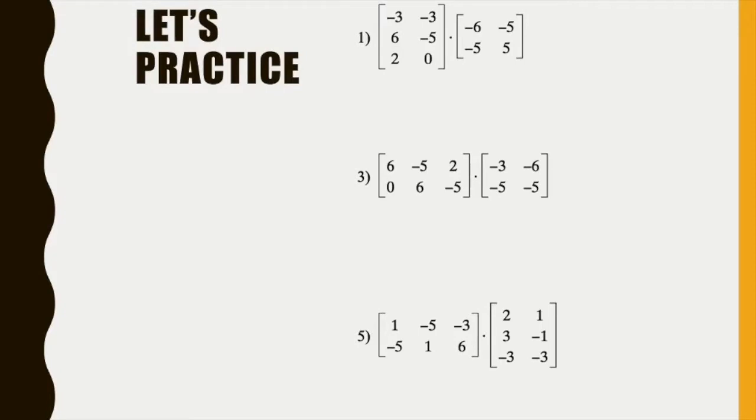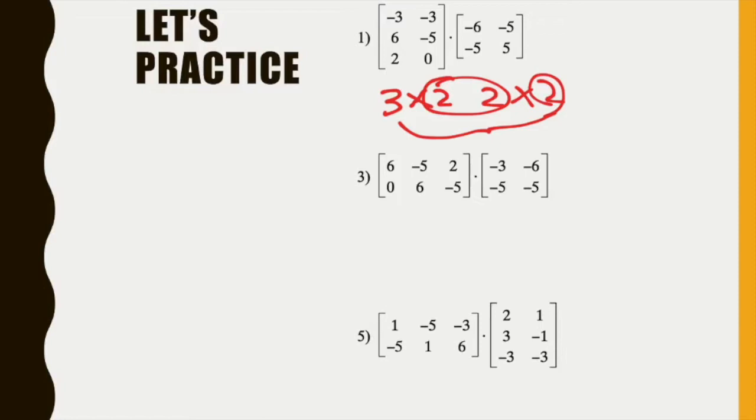Let's do numbers 1, 3, and 5. First thing to do is to decide if you really can do the problem. We have rows 1, 2, 3, and columns 2. So this is a 3 by 2. We have 2 rows and 2 columns. So this is a 2 by 2. Yep. We can do this one because those are the same. And the dimensions of our answer are right here. It's going to be a 3 by 2. That helps me know how big to make the answer here.